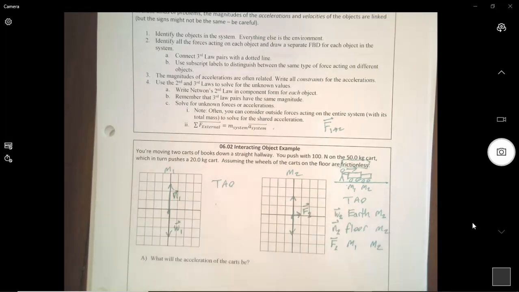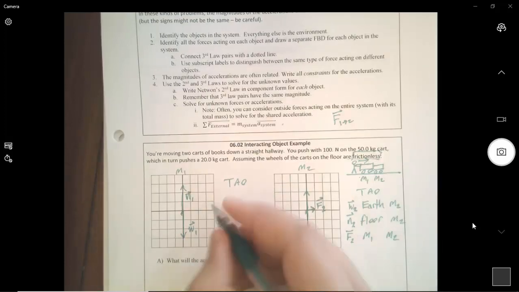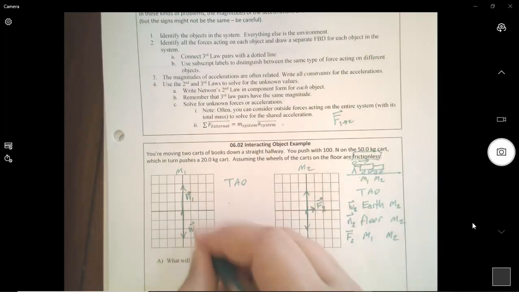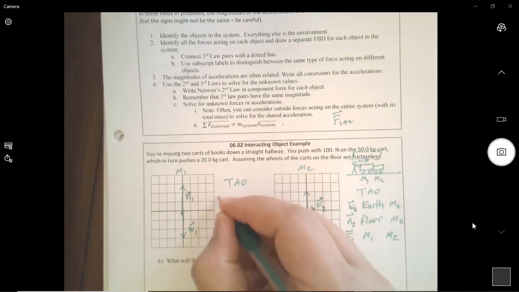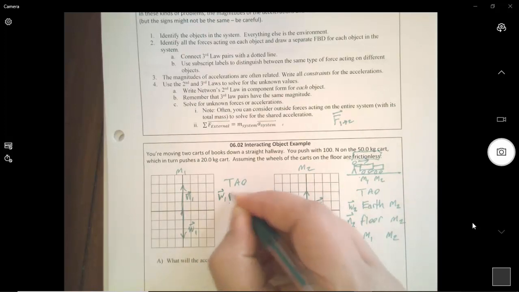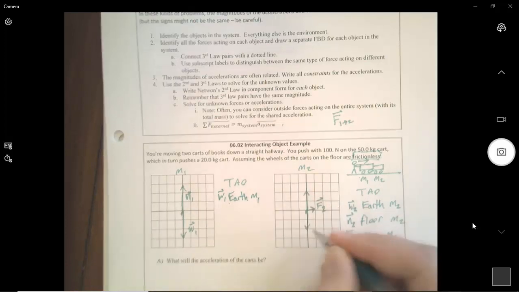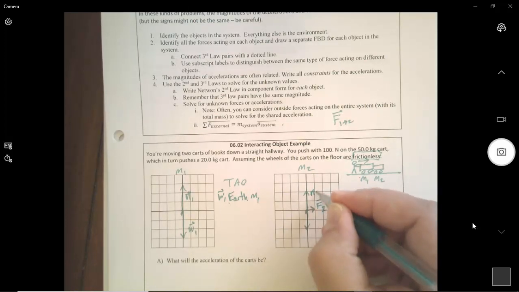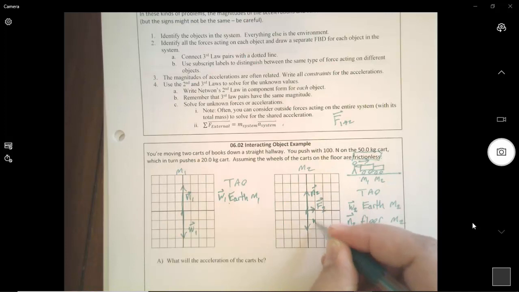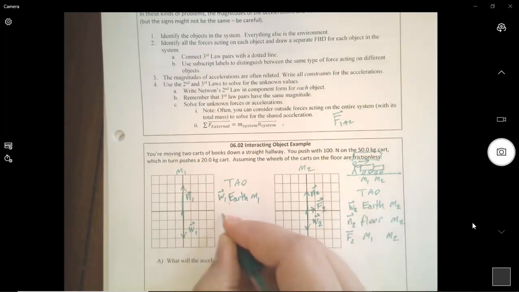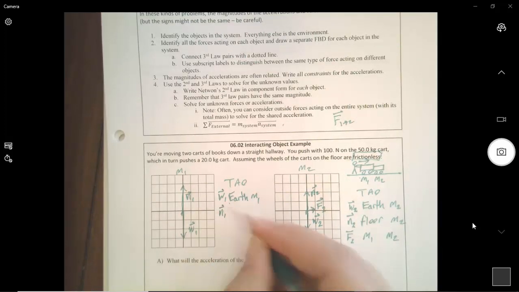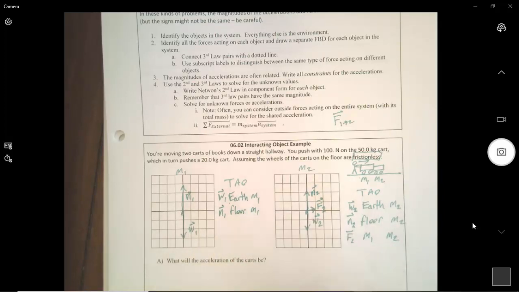Notice I'm using the subscripts to identify that these are different than these. So we have weight 1 by the Earth on mass 1. I realized that I didn't actually label these here. And then we have the normal force 1 by the floor on mass 1. Now let's think about our left and our right forces on the cart.